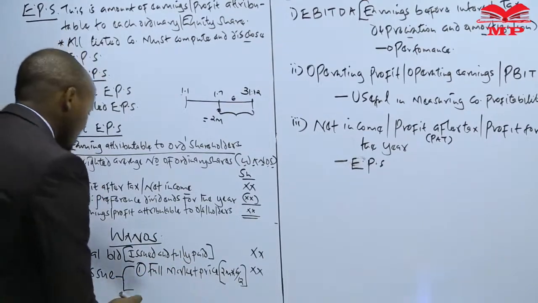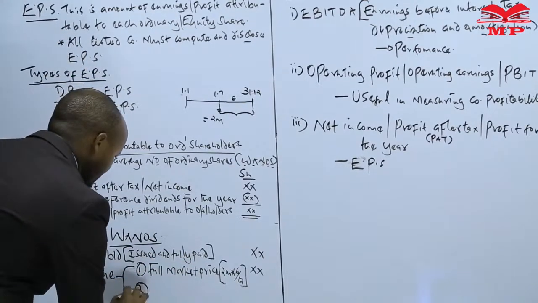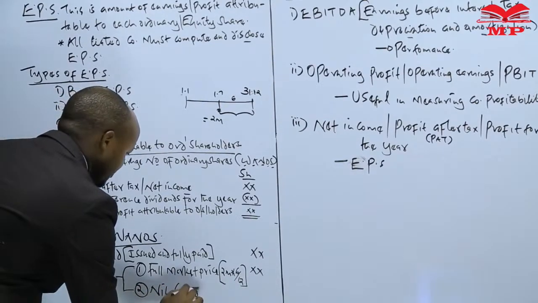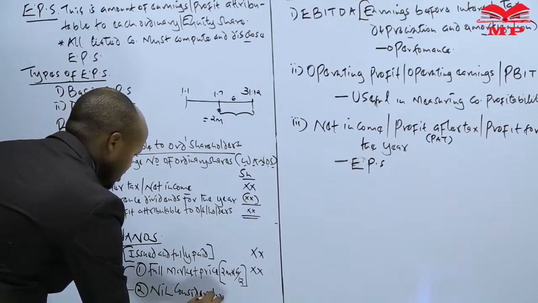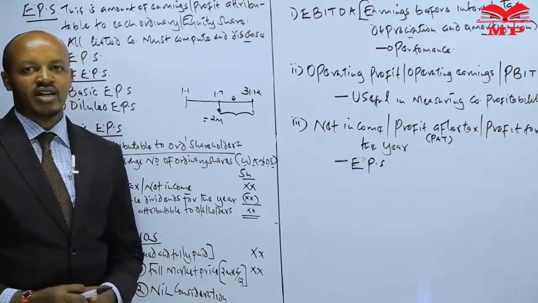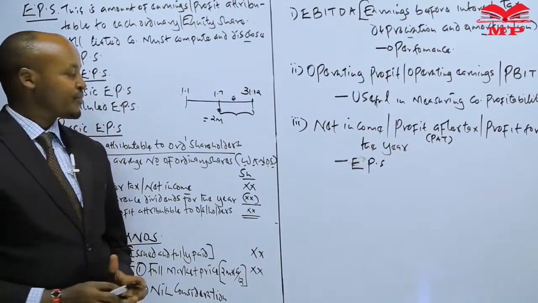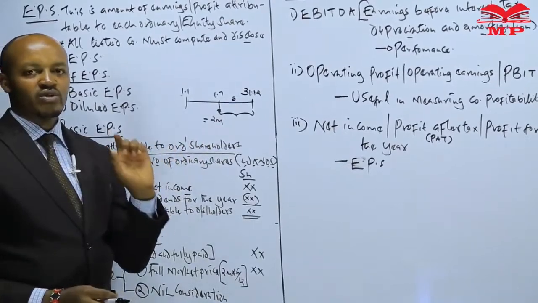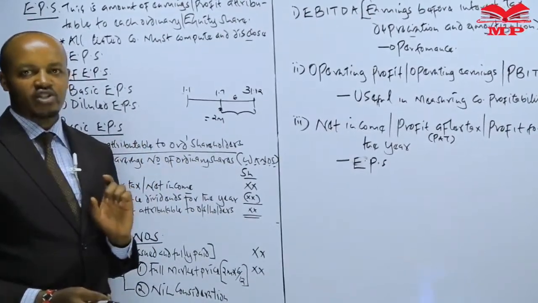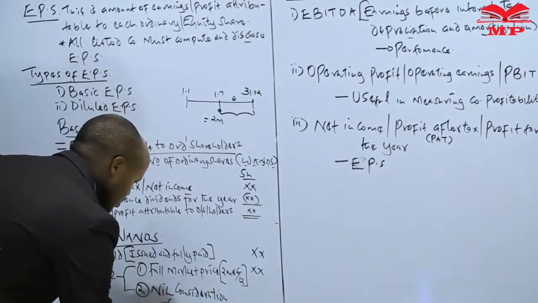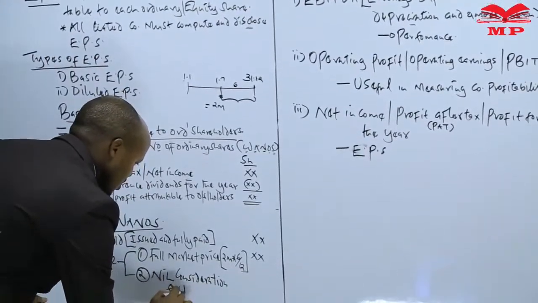Two, those shares which are issued in the course of the year, they are those shares which are deemed to be issued at nil consideration. Now, when we talk about shares issued at nil consideration, these are those particular shares which the company will issue in the course of the year, but without additional resources. Now, a good example of this is what we refer to as a bonus issue.